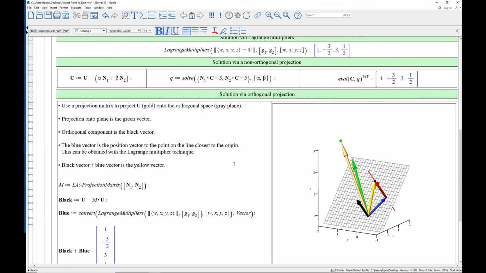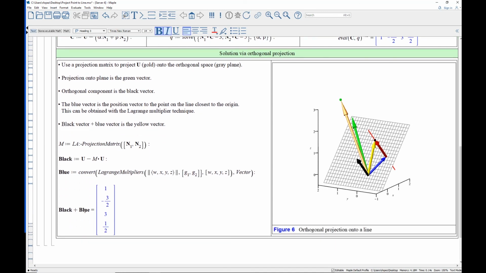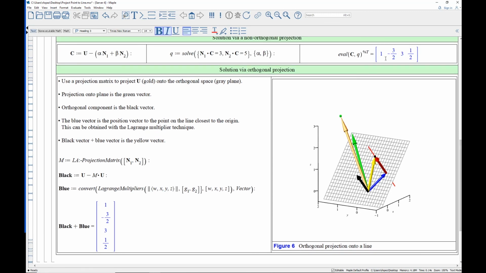So if you go back over here to the Lagrange multipliers, this gave us the distance between u and an arbitrary point. If we let this be 0, we are getting the distance from an arbitrary point to the space spanned by these two constraints. It will come back as a list, and I convert that to a vector, and I say that ought to be the blue vector. And the black and the blue added together should give me the same solution that I've gotten twice already: 1, minus 3/2, 3, 1/2.